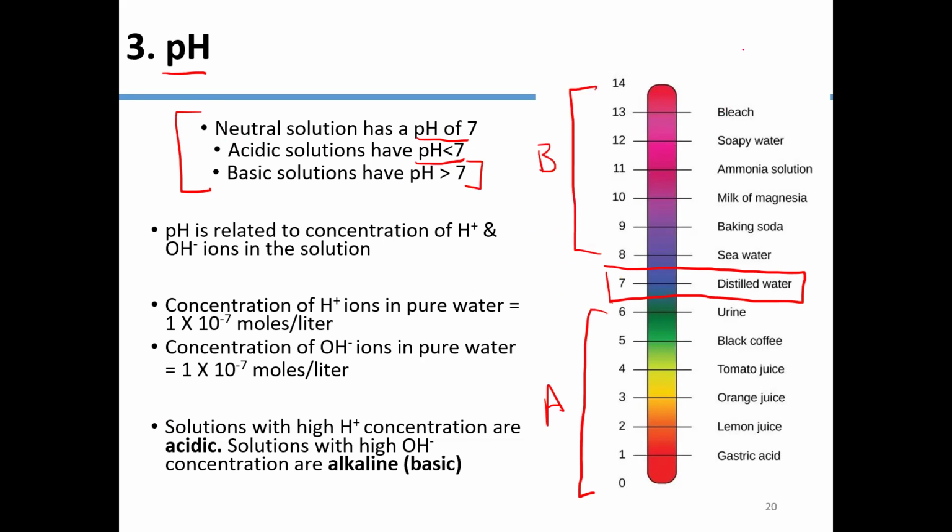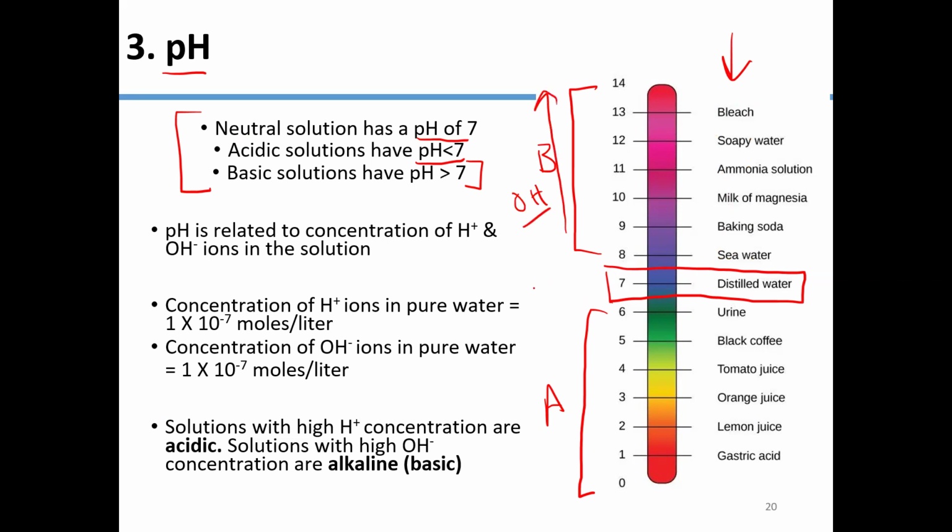And what you'll see here is I added a lot of different household items with their different pH levels. So you can see, starting from our basic, we have bleach being very, very basic. Soapy water, ammonia solution, milk of magnesia, baking soda, and seawater. So all of these solutions have a much higher concentration of hydroxide. So as we move up, we're increasing in the amount of hydroxide.